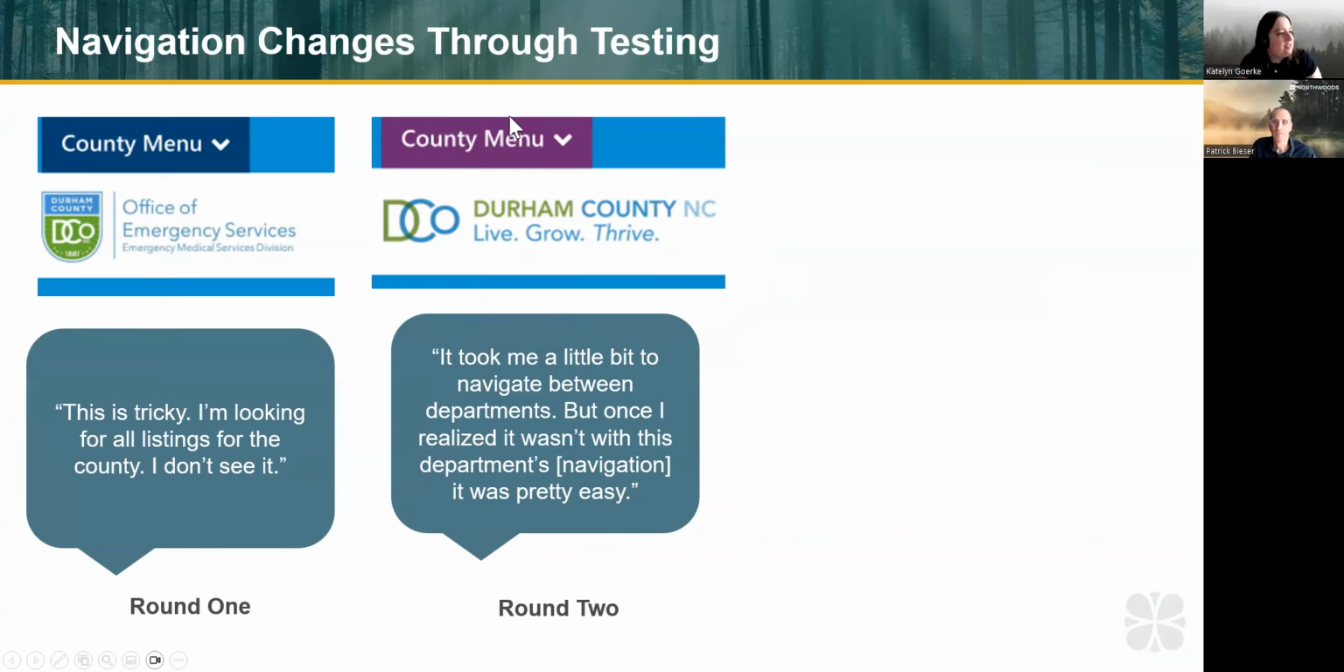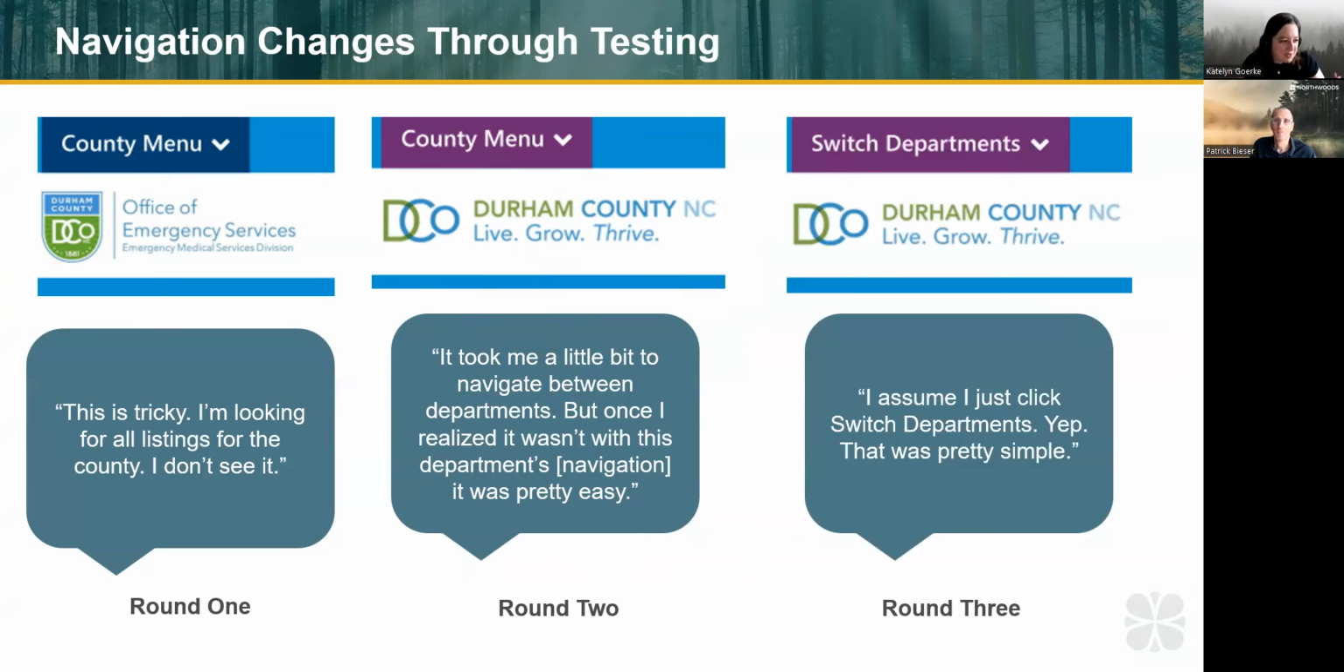So often what would happen is they would see this county menu drop down, but they wouldn't click it because they didn't think that's what it would do. So we made it really blunt for the last round, and we kept it purple, but we changed it to switch departments. There you go. And then immediately everybody found it. It was like, I assume I just click switch departments. Yep, that was pretty simple.